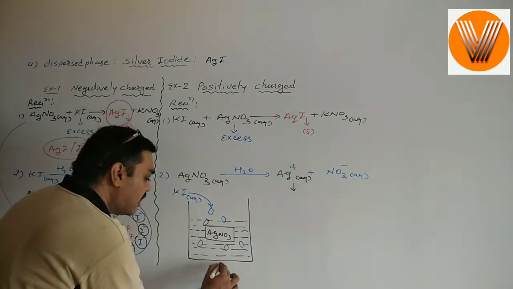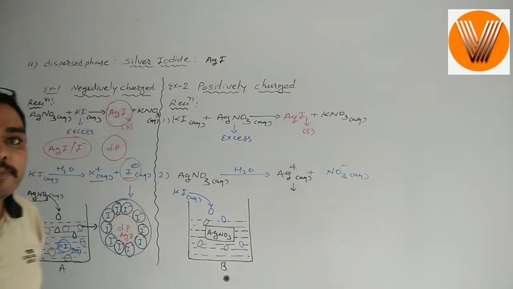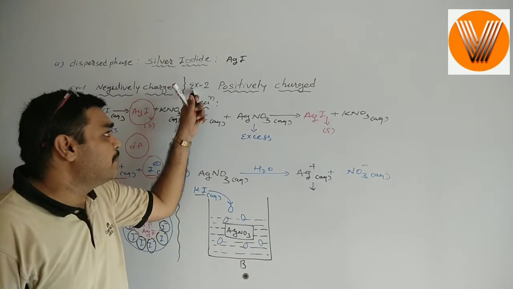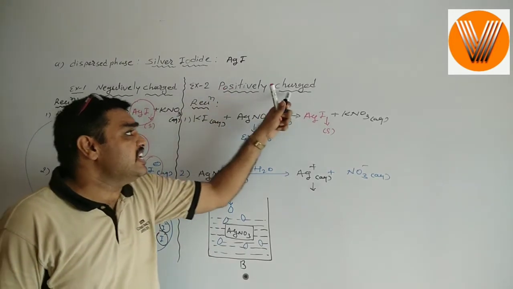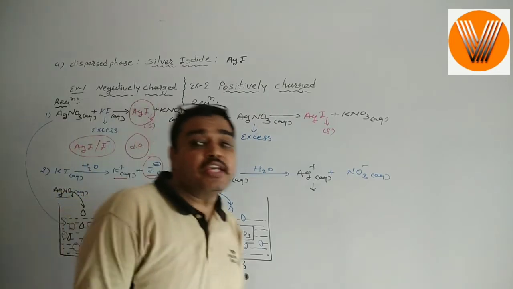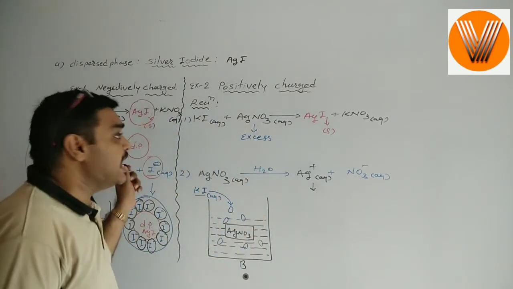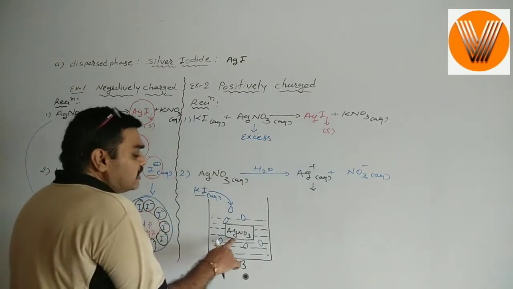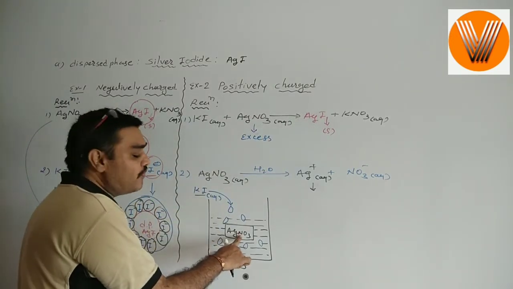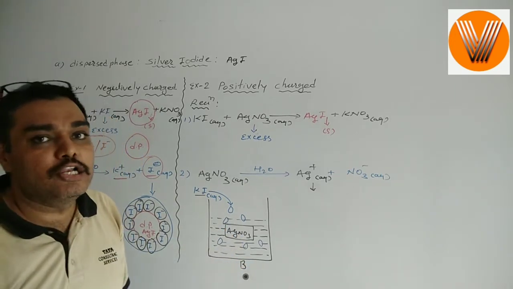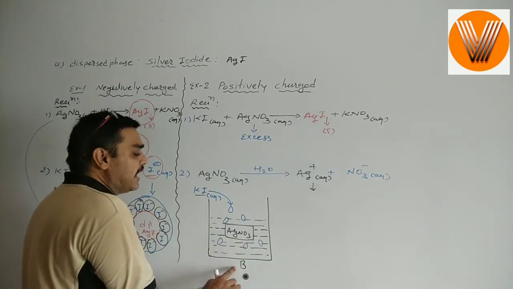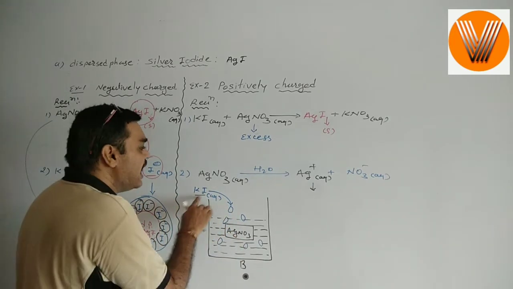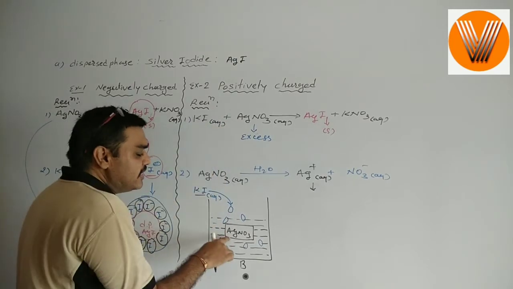that we take in beaker B, and then we pour. In the second example, we get a positively charged dispersed phase, or colloidal sol, with the same precipitate of AgI. You take a very dilute solution of silver nitrate in beaker B, and drop by drop we add a very small amount of KI solution in this beaker.